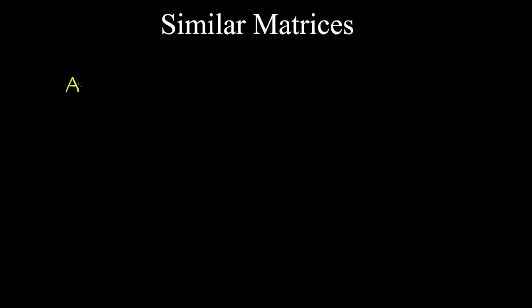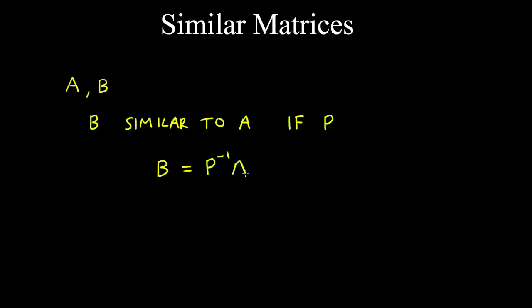Consider two square matrices, A and B. Then B is similar to A if there's an invertible matrix P such that the matrix B is equal to the inverse of P multiplied by A multiplied by P.